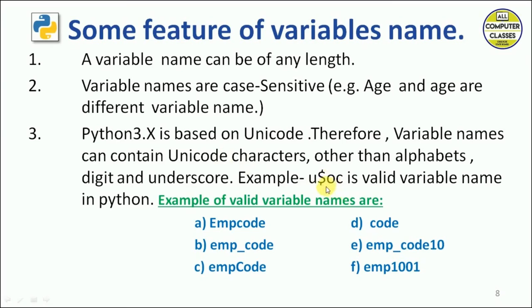Like this is valid. Unicode includes other symbols also, so it is a valid variable name. This is a valid variable name because there is no space. This is valid because it has just underscore, no space in between. It is also valid. This is valid, numbers, alphabets and underscore only used. So these are examples of some valid variable names.